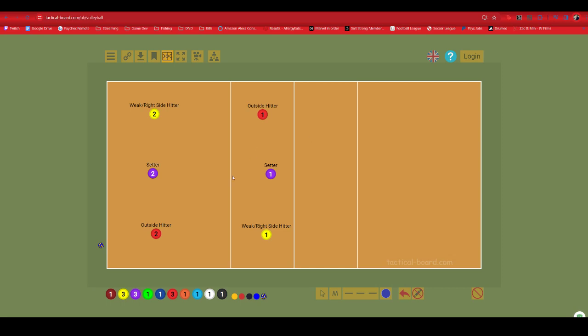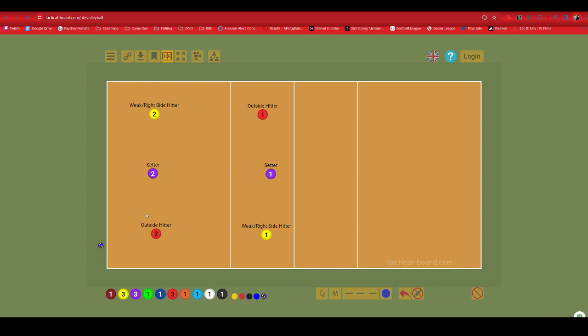All right, hey everyone. So here is our basic formation. This is what we call a 4-2. That's because there are 4 hitters and 2 setters in any given moment. So we have our outside hitter, we have our setter, and our weak or right side hitter.